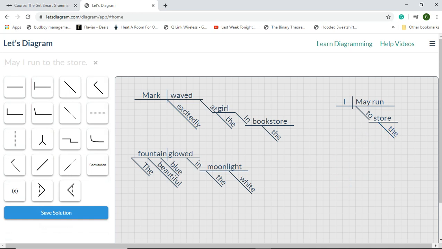There you go. So your diagram should look like I is the subject, may run is your verb phrase, may is your helping verb, run is your main verb, to is your preposition, store is your object of the preposition, the is the adjective modifying store in the prepositional phrase. Let's move on to our next one.